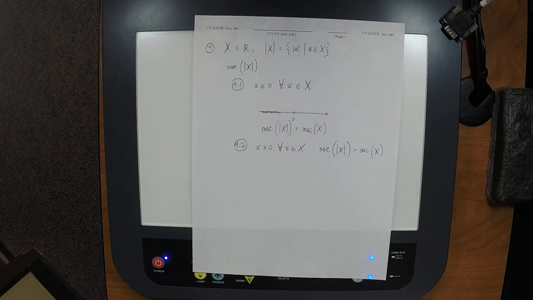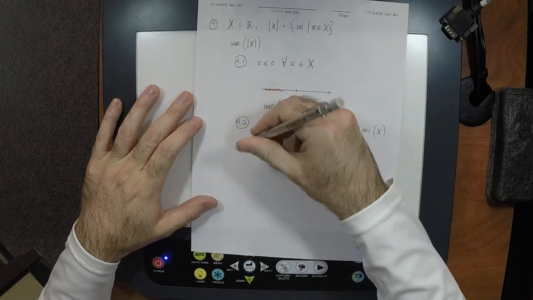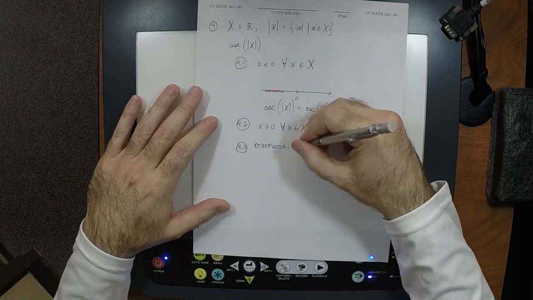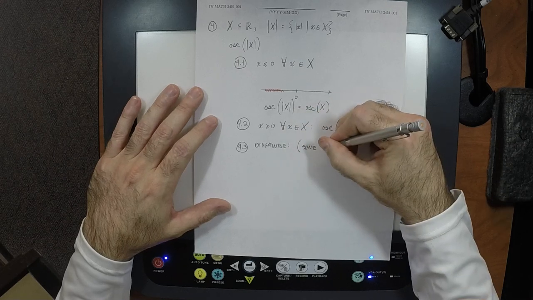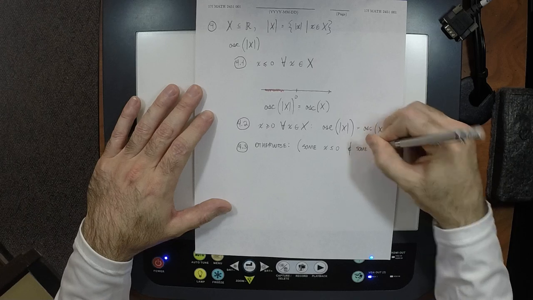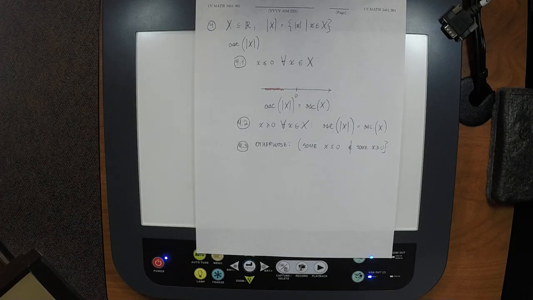Okay, so now the question is, what if we have a set that in some sense straddles the origin? We've got some negative stuff, some positive stuff. Then trying to visualize the transformation of taking a set x to its absolute value, that's like folding all of the negative things to be on top of the positive things, right? Okay, so otherwise, that is to say, some x are less or equal to 0, and some x are greater or equal to 0. So what's going to be the case here?